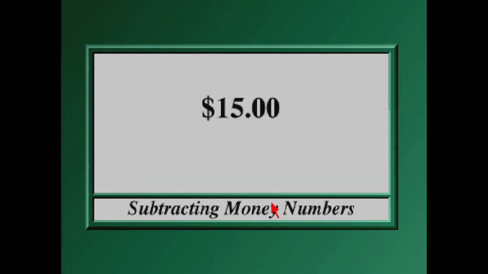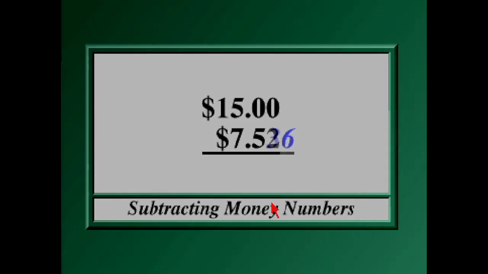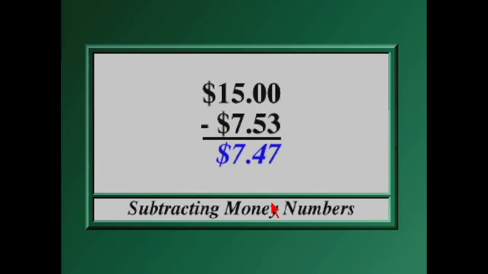You have $15 and need to buy items that cost $7.52 and 6 mils. Round the mils to cents by adding 1 cent to the 52 cents. Raise to the next cent if the number of mils is equal to or greater than 5. You should pay $7.53. To find how much change you will get back, subtract $7.53 from $15.